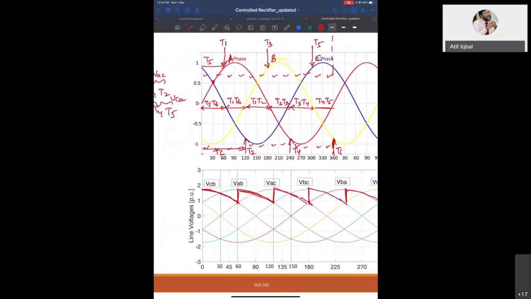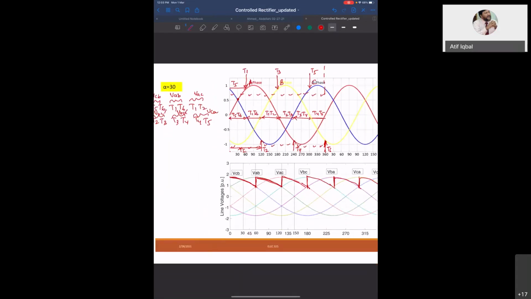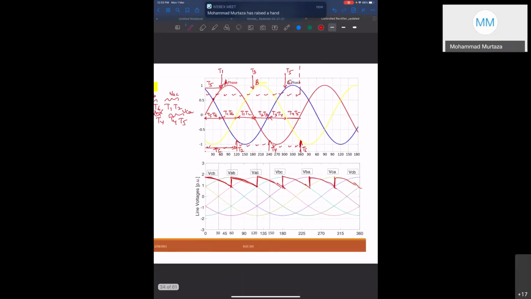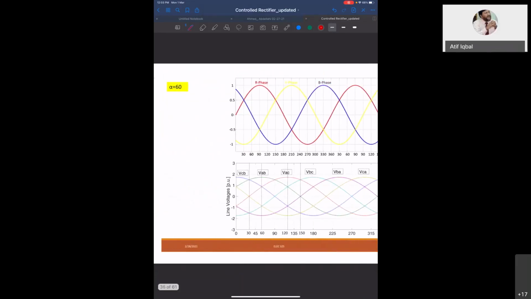So this is what you get at alpha is equal to 30 degree. Do you understand this? Then next, yes, Doctor, so everything is basically shifted to the right, right? Exactly. Now put alpha is equal to 60 degree. When you put alpha is equal to 60 degree, you do this, okay? Or do you want me to do one more for you, or you will do it?